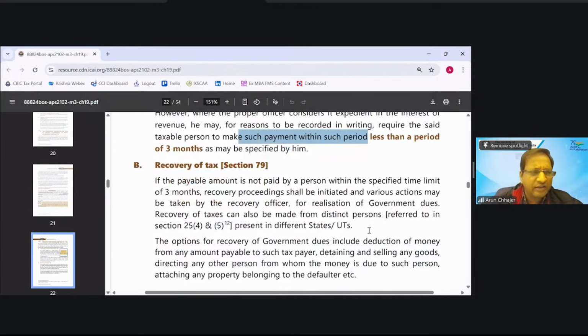में बहुत ऐसा लग रहा है कि रेवेन्यू का नुकसान हो जाएगा. Someone will go out and leave the India and he will not come back. तो उससे रिकवरी करना और टफ हो जाएगा. Then this time limit of 3 months can be shortened.